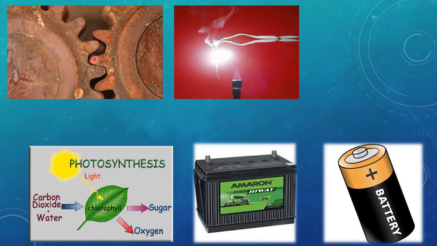So what is that? Here, iron material is getting rusted. Here you can see a magnesium ribbon is burning, producing a dazzling flame. Photosynthesis reaction is taking place, whereas a car battery, pencil cells that we are using in our daily life. So, how are these things related to the redox reaction? Let's understand.